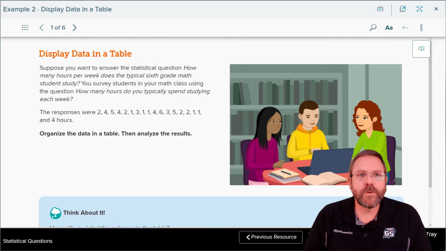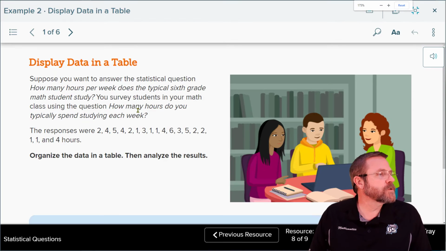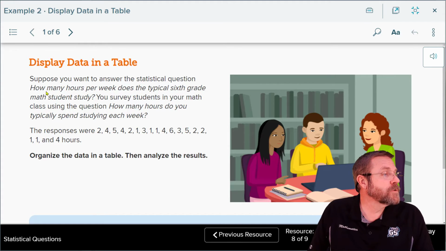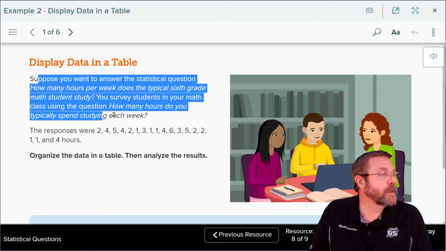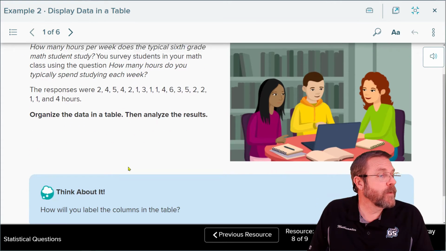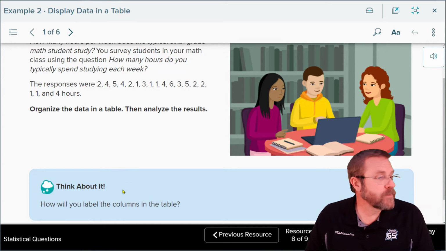For example number 2, suppose you want to answer the statistical question, how many hours per week does a typical 6th grade math student study? Yeah, I'm giving you that look. You survey students in your math class using the question, how many hours do you typically study each week? The responses were 2, 4, 5, and so on, all the way through this one right here. And they want you to organize that data into a table and then analyze the results.